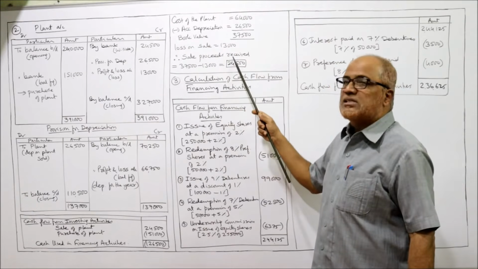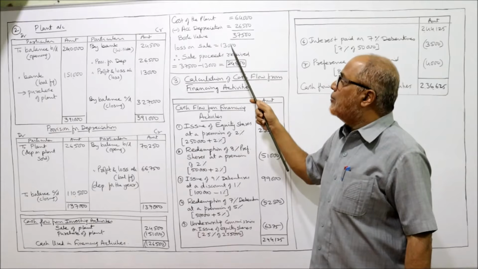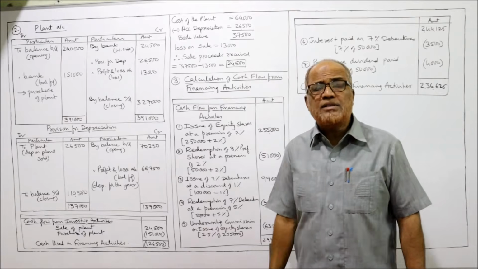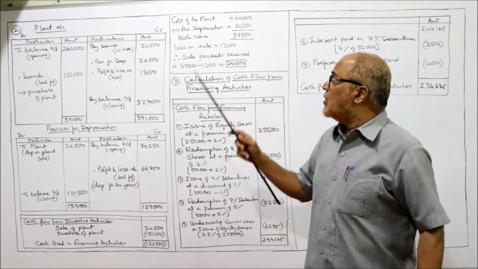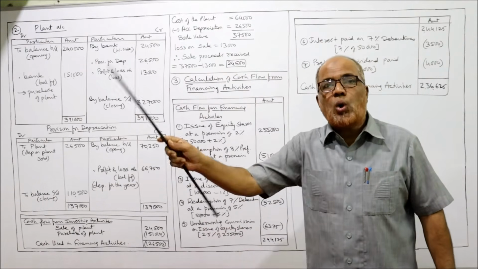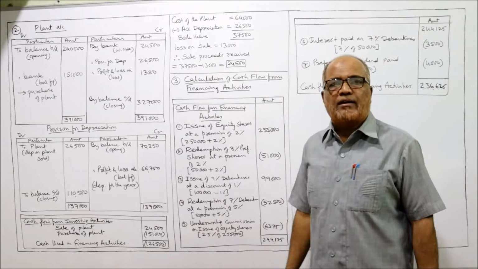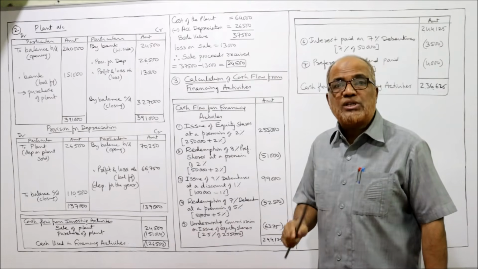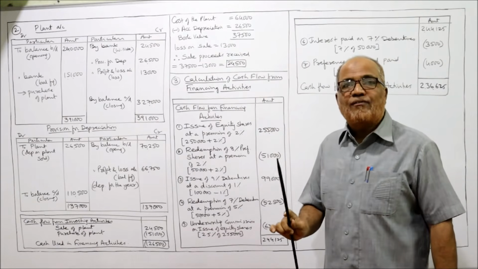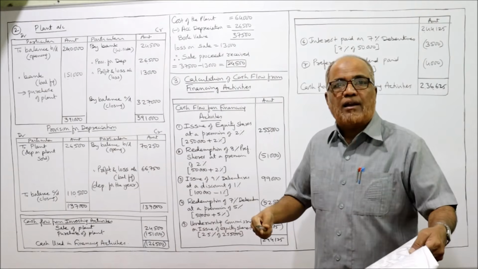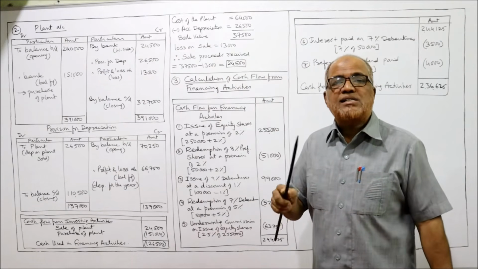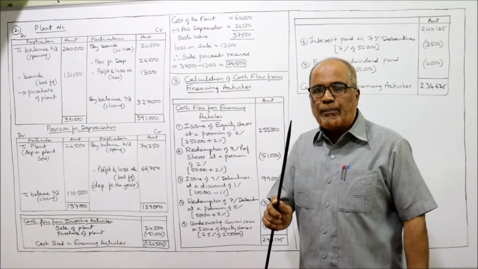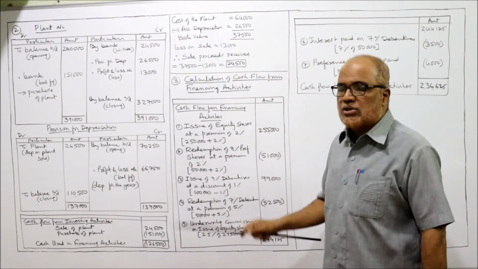Now sale proceed received is 37,500 minus 13,000, so 24,500 rupees. That means the value of the plant was 37,500 and we sold it for rupees 24,500. So there is a loss of rupees 13,000. So sale proceed is how much? 24,500. This is not directly given. We have calculated what the sale proceed is by selling the plant. The plant is sold for rupees 24,500.